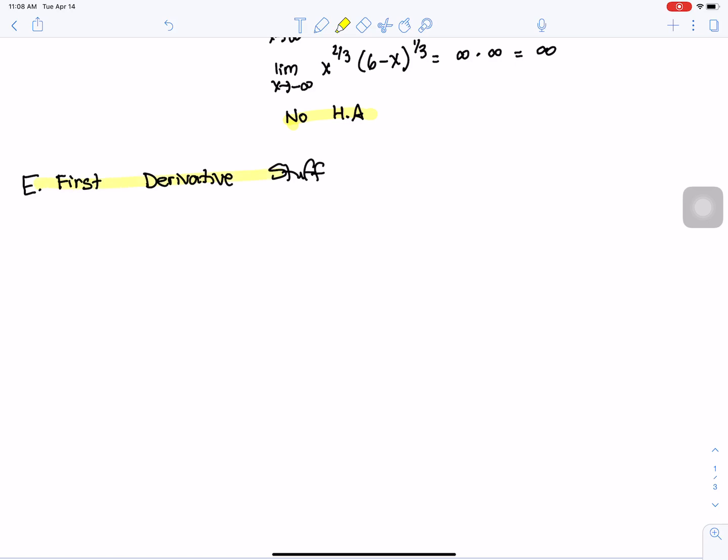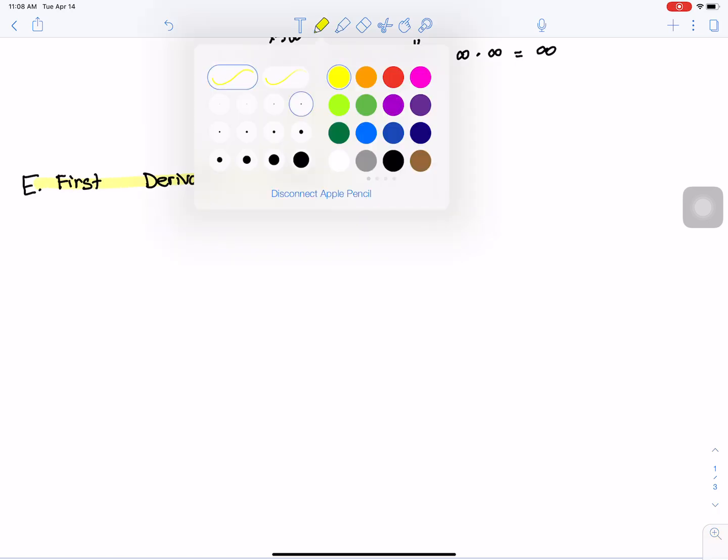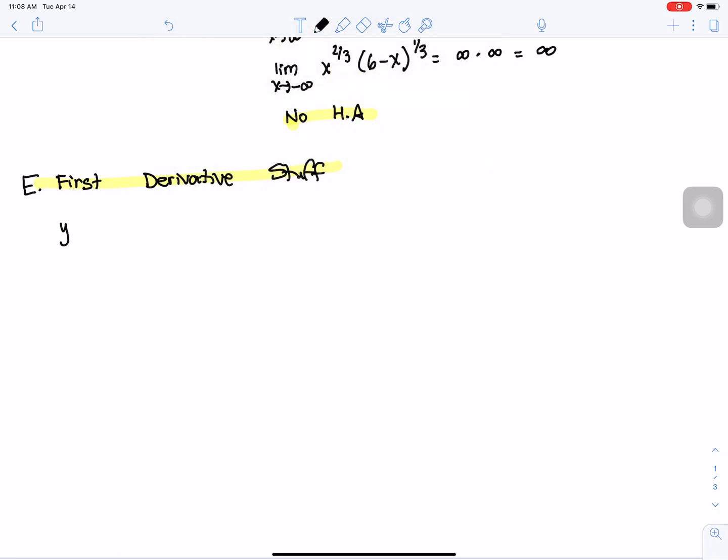Whoops. First derivative stuff, which means I have to actually take the first derivative, find my intervals of increase, decrease, and all that sort of stuff. So there's my original function. I need to take the derivative and set it equal to 0.